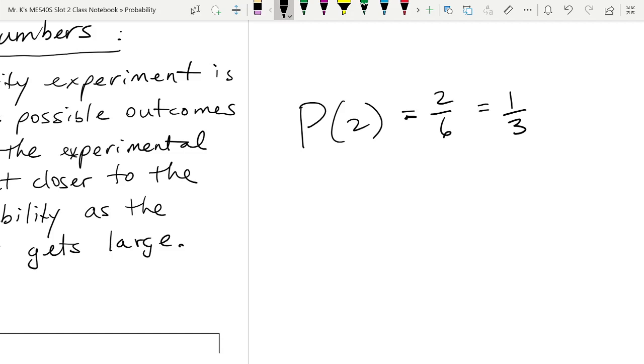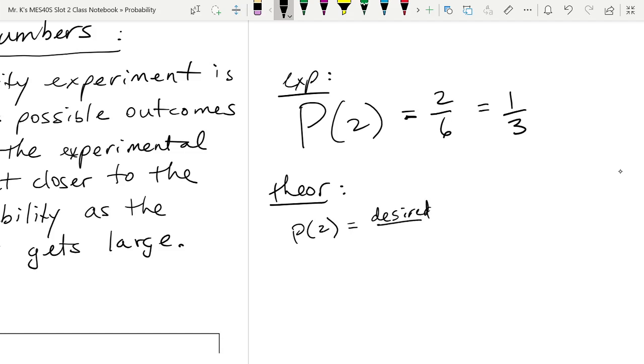So this is an experimental probability because I did an experiment. What's the actual theoretical probability? 1 out of 6, right? So the probability of a 2 is desired over possible. How many 2s are on this die? Just that one. How many possible? Oh, wait a minute. I just wrote the number 2 and I meant to write the number 1. There's only 1. 1 out of 6.